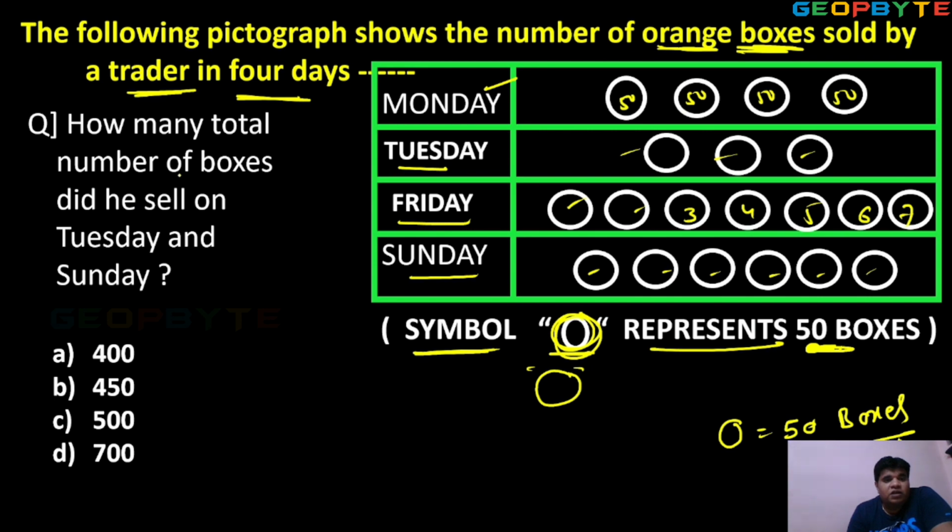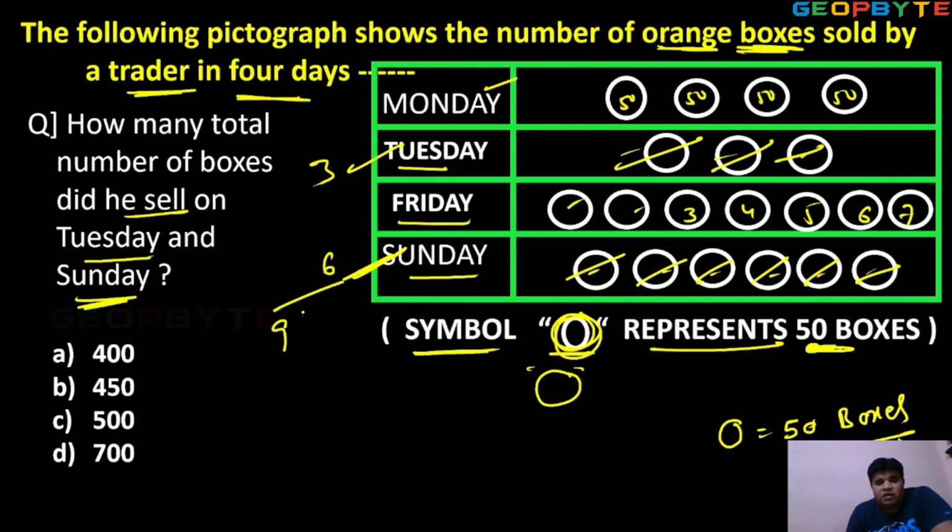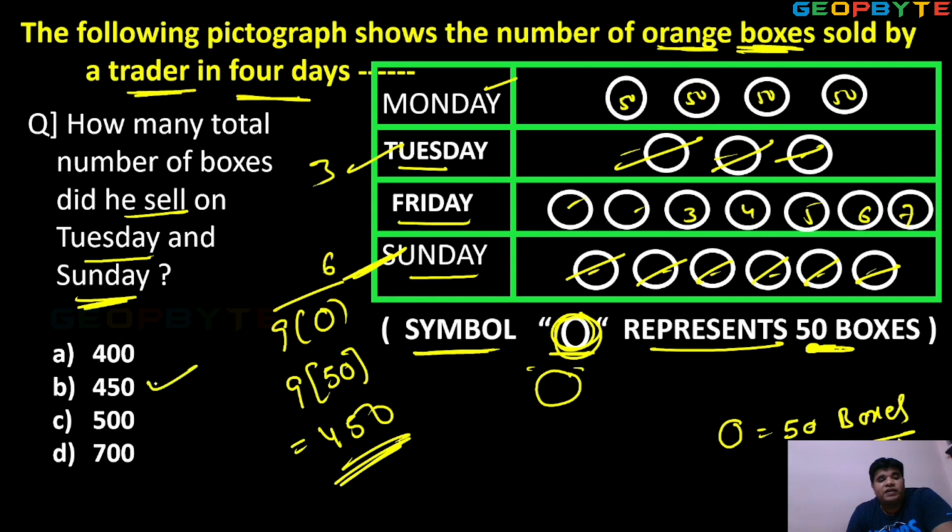Now go to the question. How many total boxes did he sell on Tuesday and Sunday? This is Tuesday, this is Sunday. Clearly observe: Tuesday 3, Sunday 6, so 9 circles in total. Each circle contains 50 boxes, so 9 fives are 450. Which option is satisfied? Option B is the right answer.